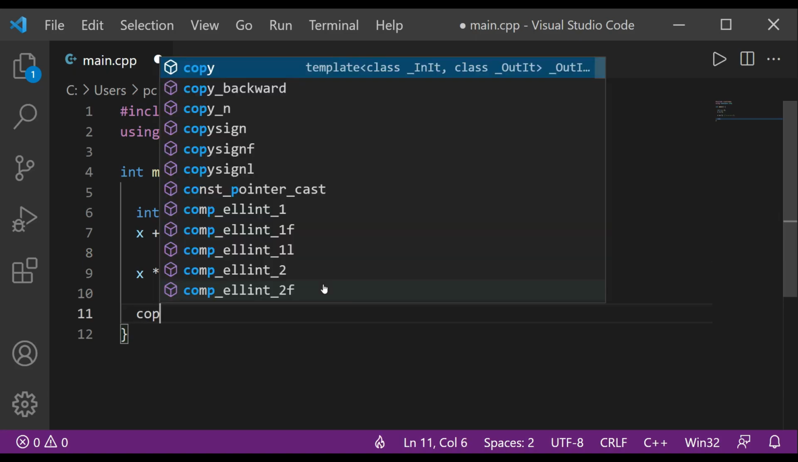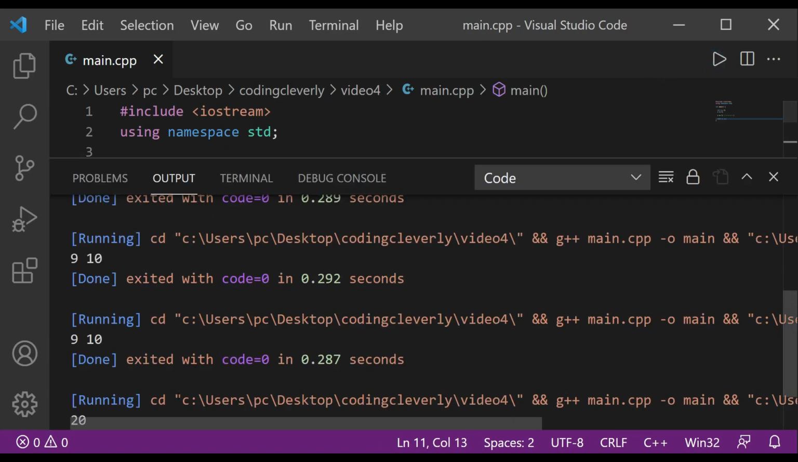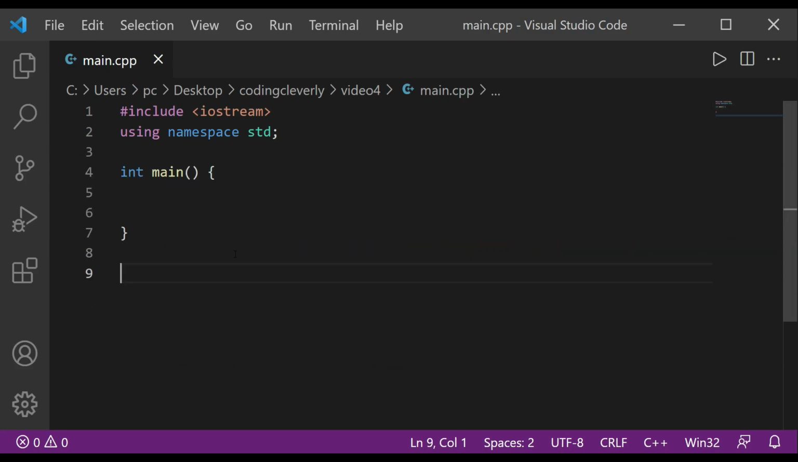So let's give a console output, and we're going to say value of x. So it should give us 20. So let's just run the code. And here we got 20. Cool. Another thing that I wanted to bring up was bitwise operators.